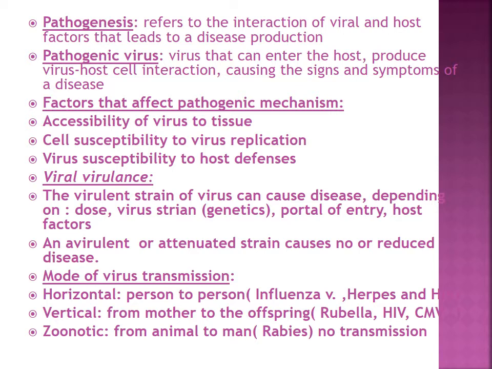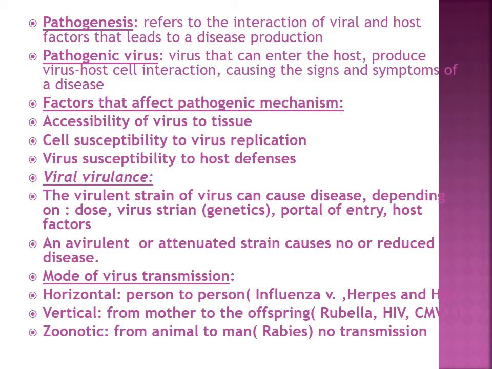There are many factors that affect the pathogenic mechanism, including the accessibility of the virus to the tissue, the susceptibility to the virus replication, and the virus susceptibility to the host defense mechanism. The viral virulence is that the virus can cause a disease depending on many factors, including the dose, the virus strain or genetics, the port of entry, and the host factors. The avirulent or attenuated strain may cause no or reduced disease.